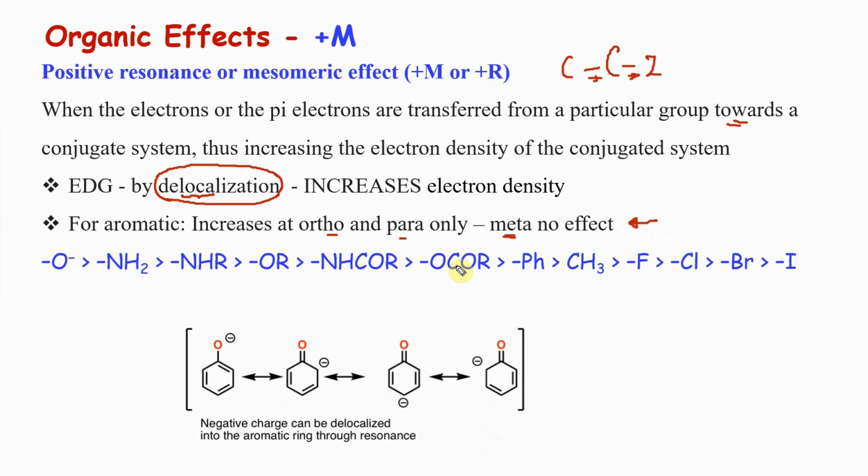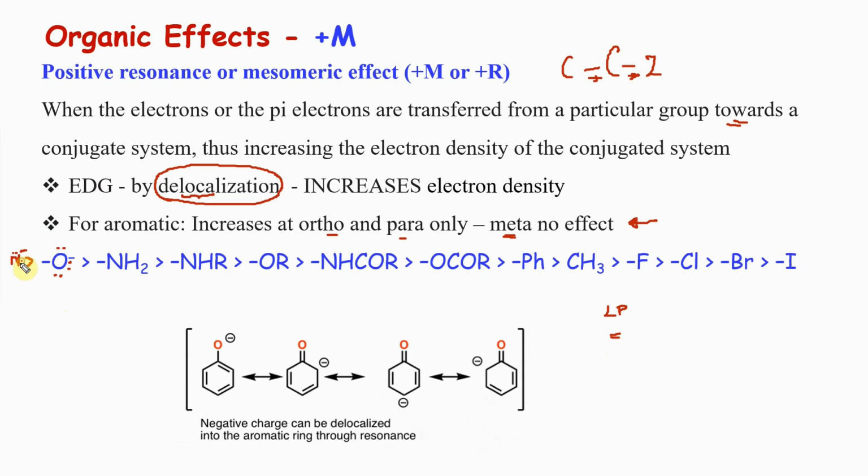Here I'm giving you straight away the groups that give plus M or plus R effect. Now what is common in all of them? If you see, I need either a lone pair or a pi bond that I can donate. So see here, this oxygen has 3 lone pairs. N minus, O minus, correct? If you want, you can write it as N minus is stronger than O minus.